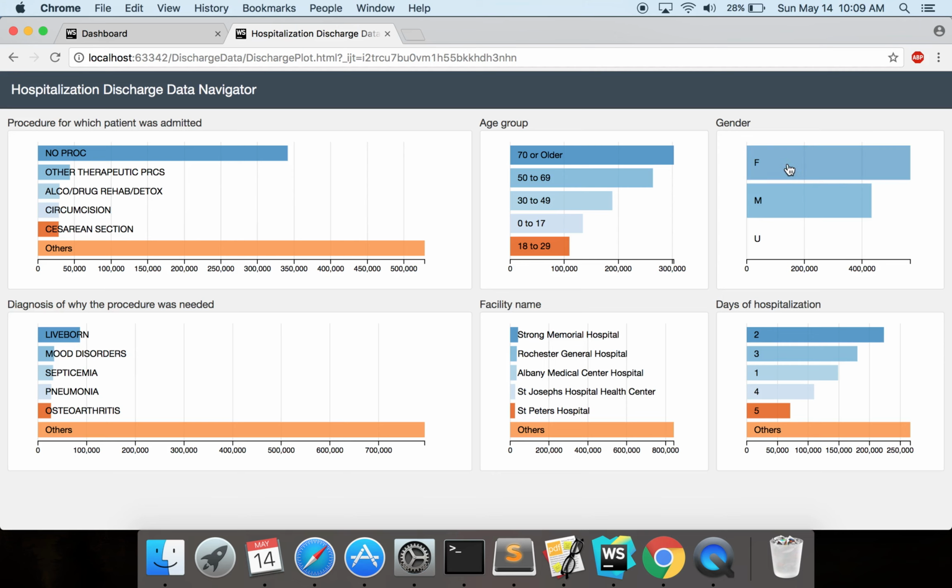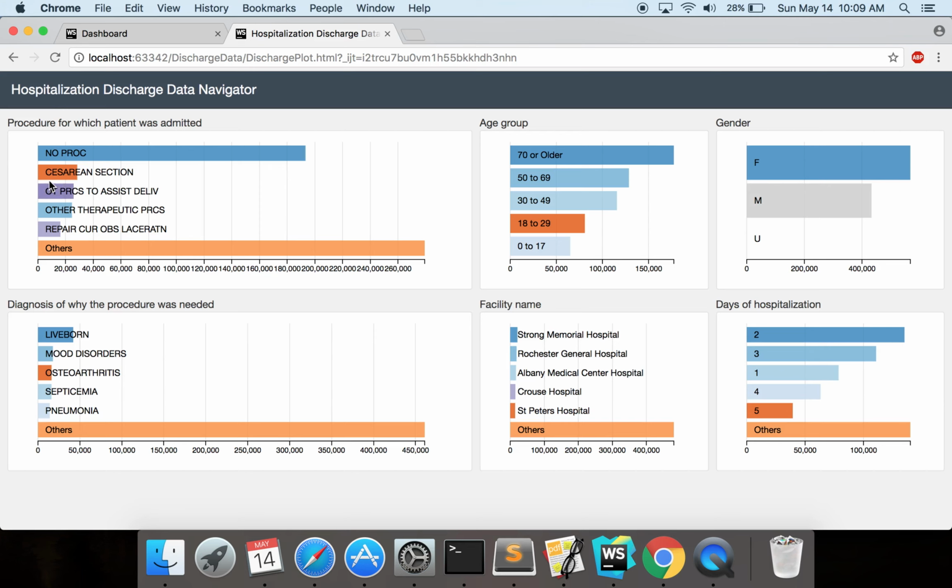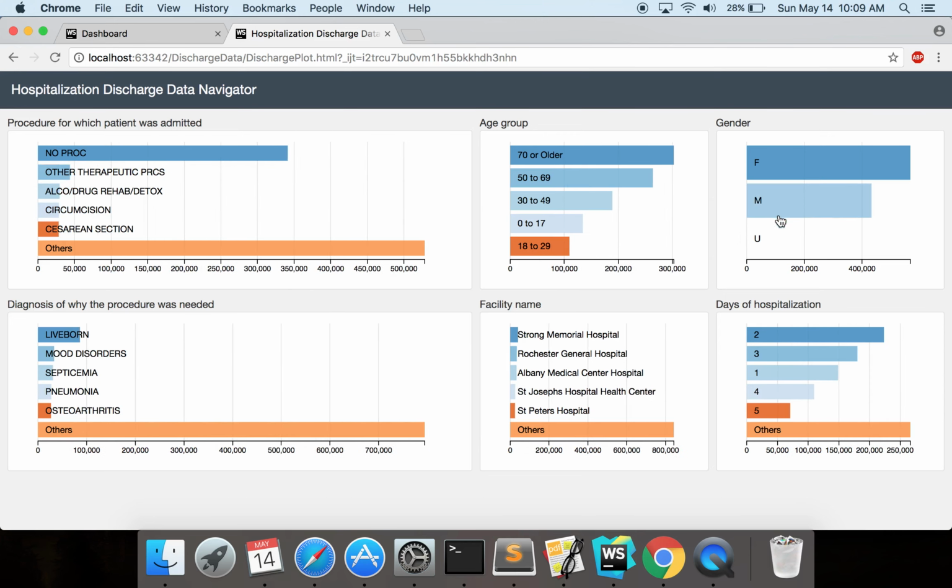If you want to see what are the procedures that are performed especially for females, you can see C section is at the top of this reason, and the diagnosis is the live born. So this makes sense. So you can do all sorts of studies on this. You can also combine multiple queries by clicking on them.